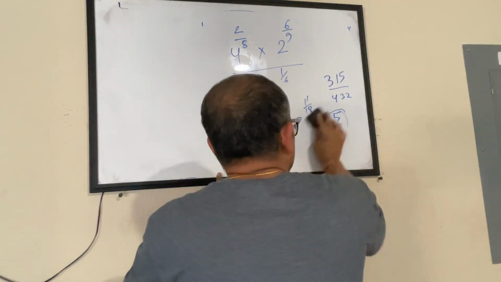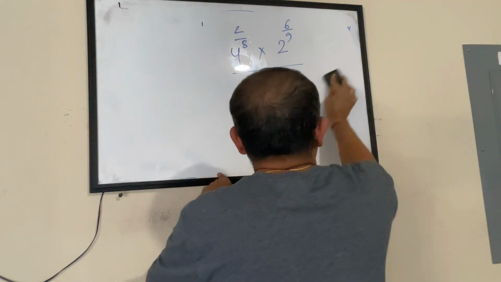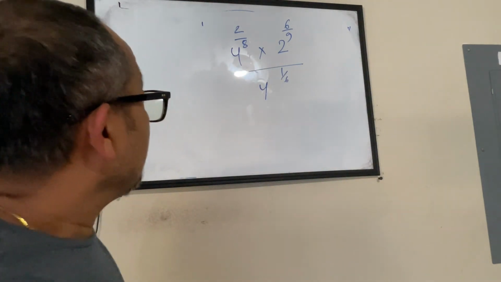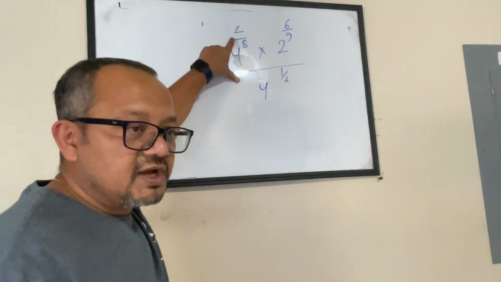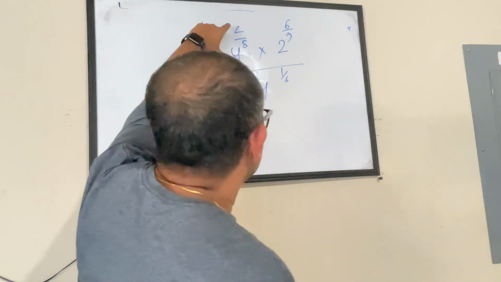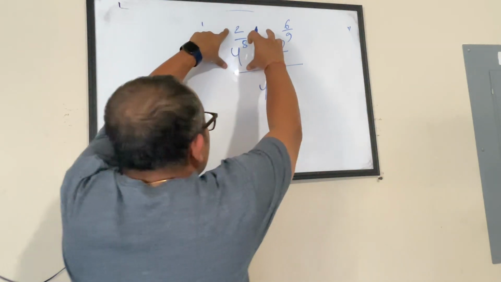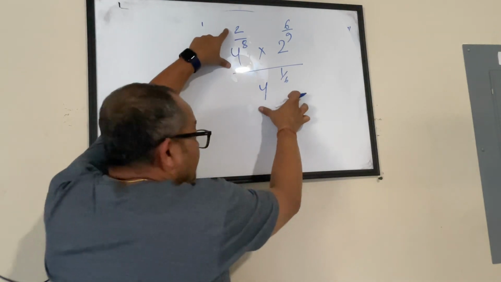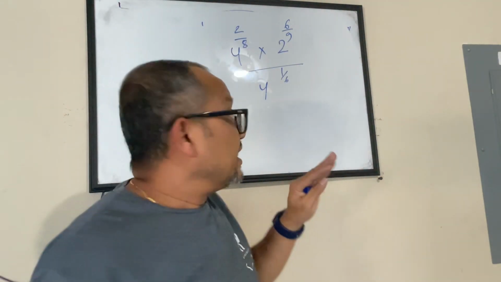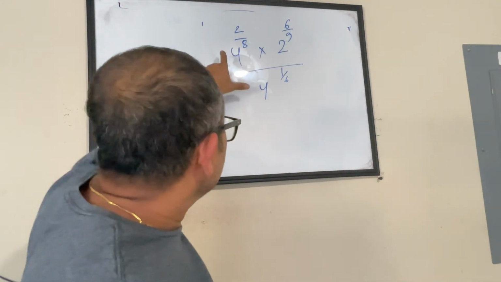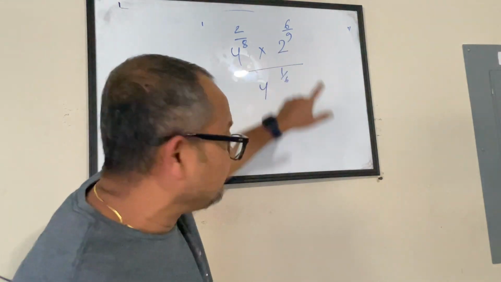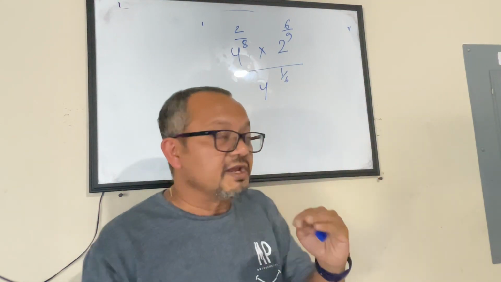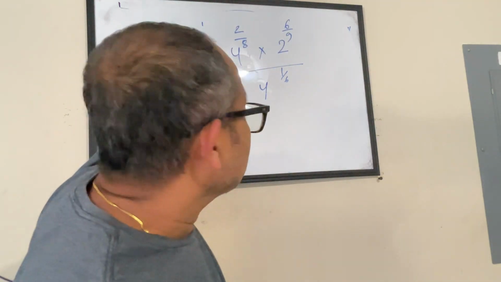Whoever is still working on it can probably work on it, but again, same approach. Let me try solving it for you guys. Here I have 4 to the power 2 by 8, here I have 2 to the power 6 by 9, and 4 to the power 1 by 6. Again, I see different bases. Here these two have the same base, but this is a different base. Whenever you come across this scenario, your first attempt should be to make it all the same base.